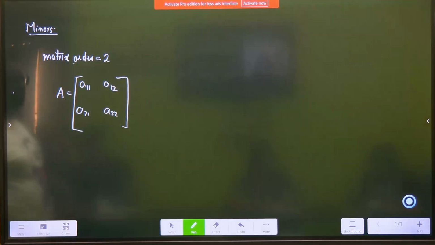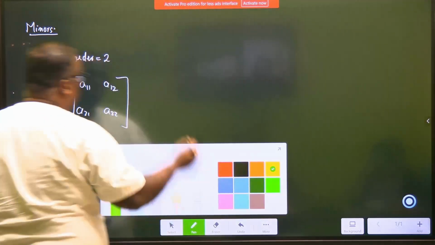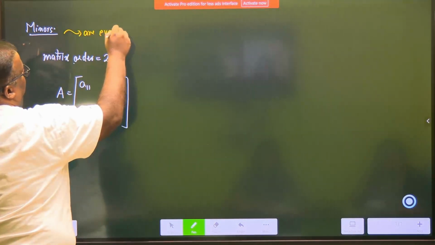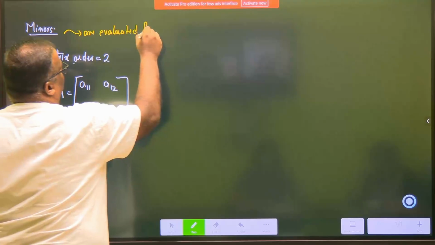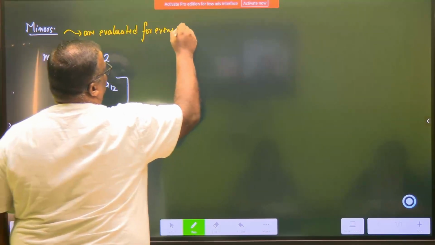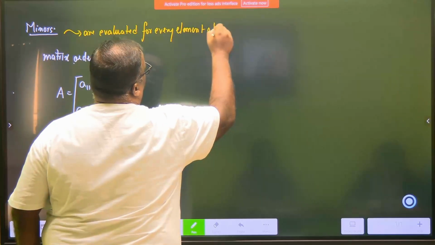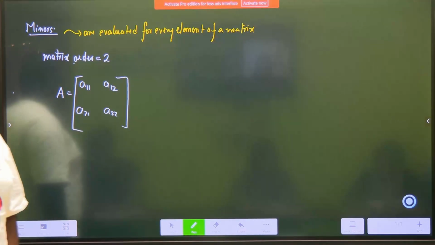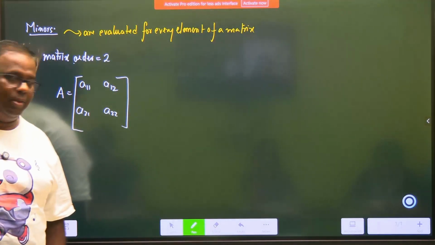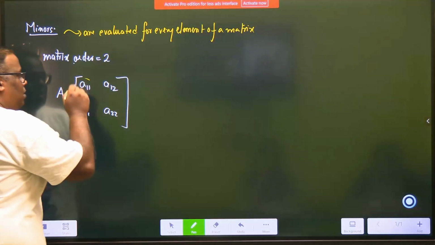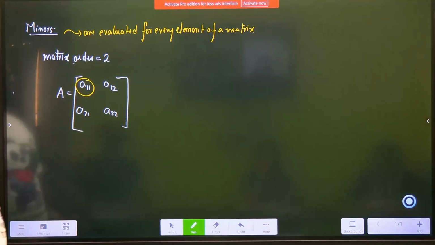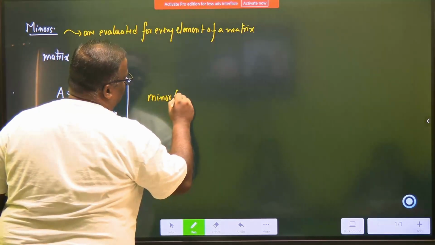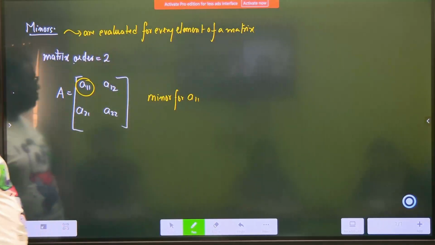Children, when we talk about minor, minors are evaluated for every element of a matrix. So you will have a minor for every element of the matrix, and the matrix will be a square matrix. Okay. So let's say we want to evaluate the minor for A11. Job is very simple.